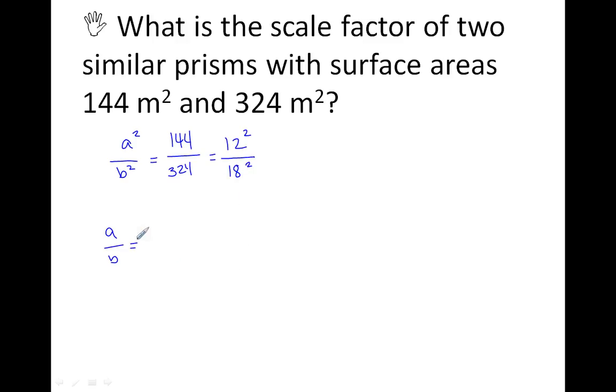It is 18 squared. So A is 12, B is 18, but 12 over 18 will reduce because both are divisible by 6. So we have 2 to 3. So the scale factor of these two similar prisms is 2 to 3, or we might see it written this way, 2 to 3.